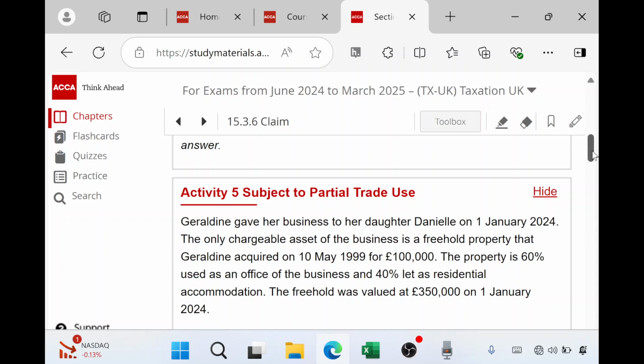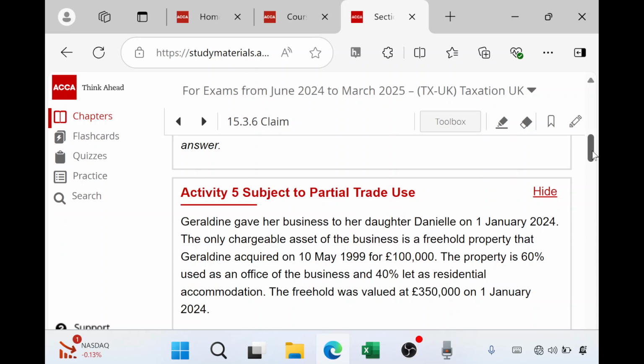This particular asset is only being used partly for the trade. Now, we know from gift relief that one of the conditions is trade use, i.e. 100%. So therefore, I think we're going to have a calculation here where we have to restrict the gift relief. You don't get it all. If you're only using it partly, there's an issue.